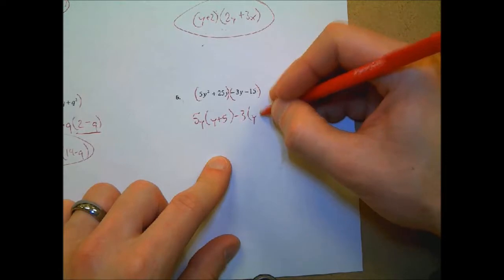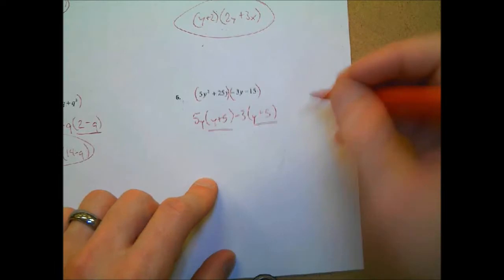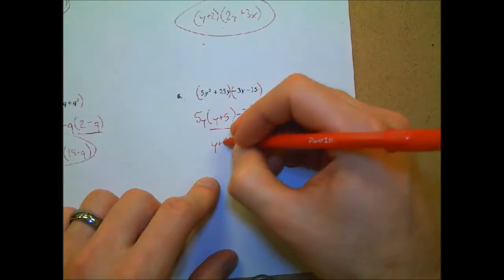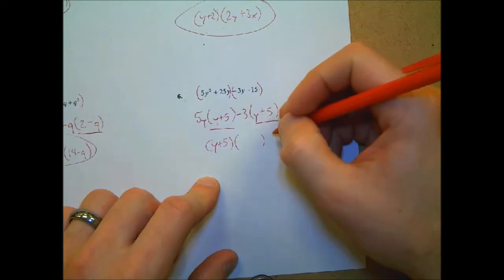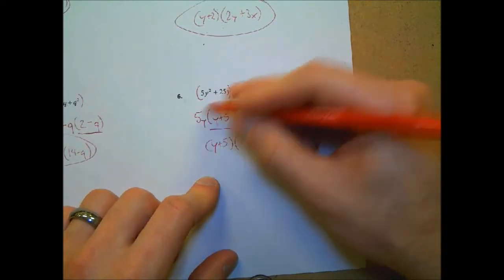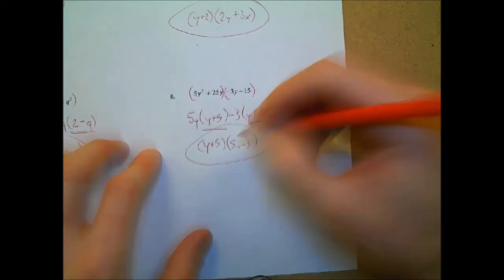Positive 5. And again, you see, we have those y plus 5s in common, so we'll have y plus 5 in parentheses, and then what's going to be left over? So if I take a y plus 5 out of here, Sky, what's going to be left? 5y minus 3, like that. And there's our final answer. Okay, so there it is factored.